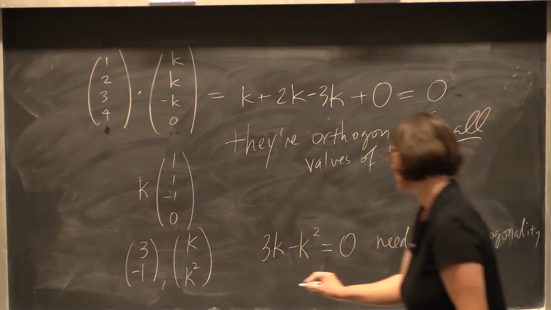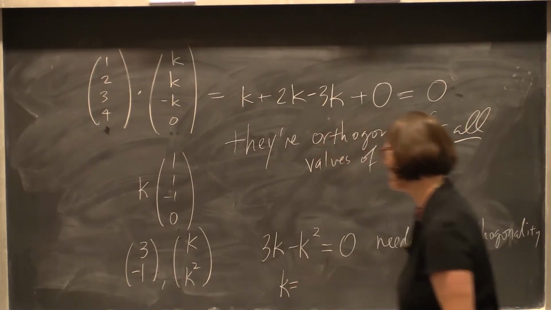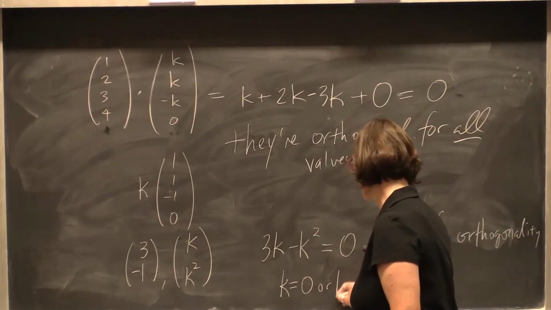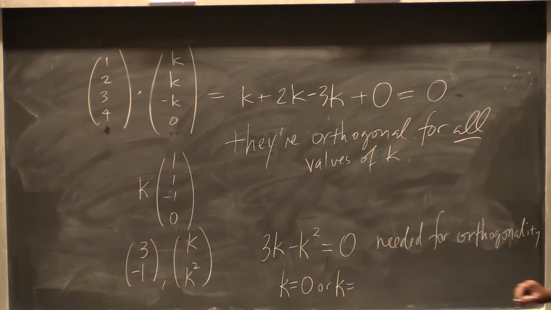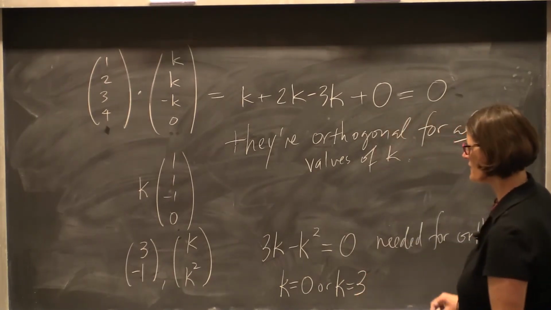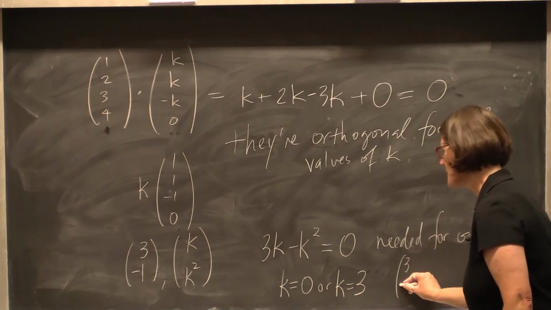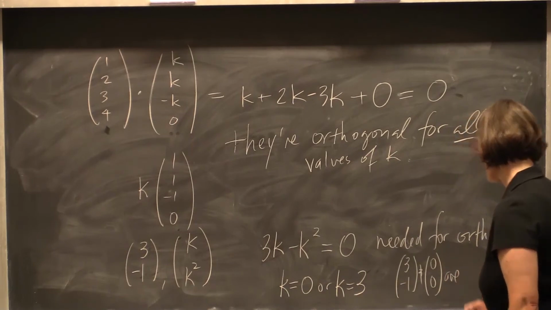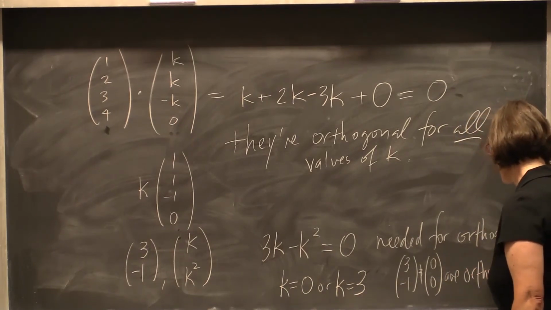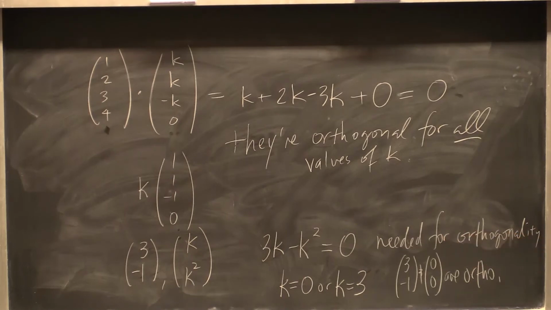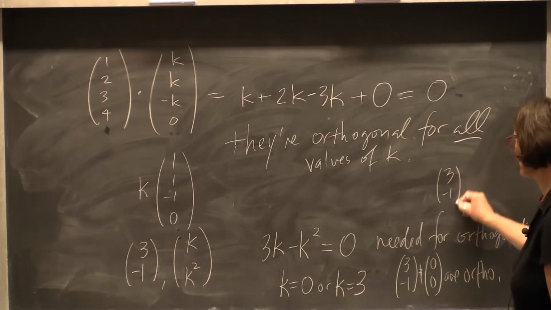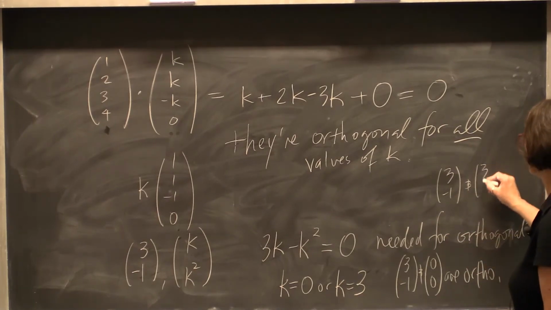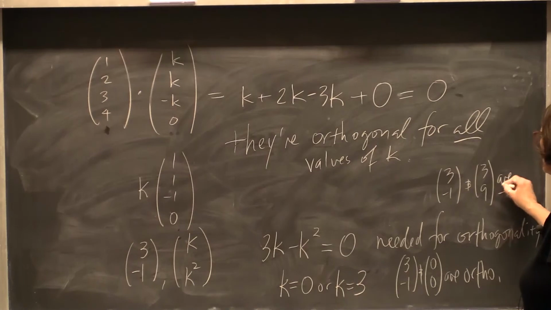In which case you would get that k equals 0 or k equals 3. So what we have figured out for that example is that (3, -1, 0) and (0, 0) are orthogonal. That's the k equals 0. And we've got that (3, -1) and (3, 9) are 2.